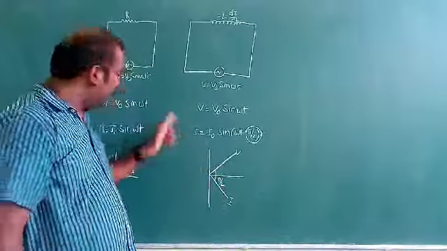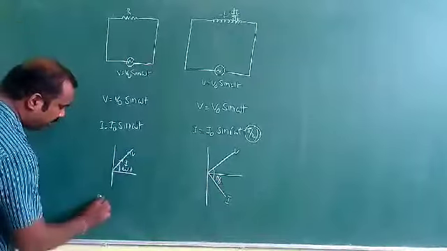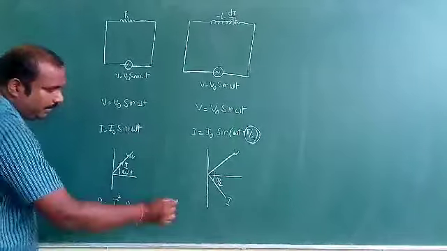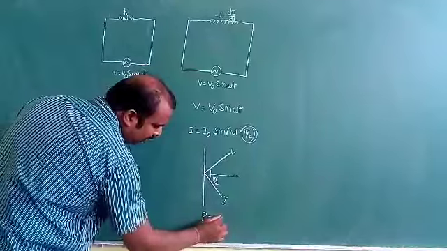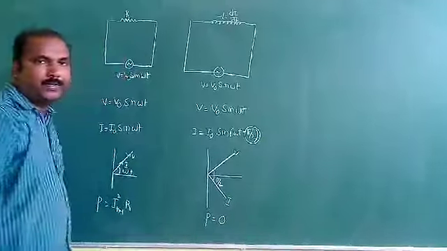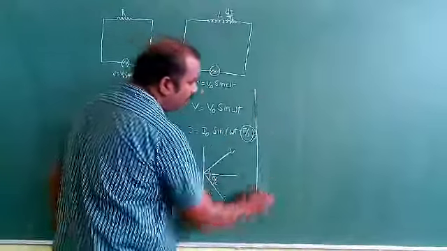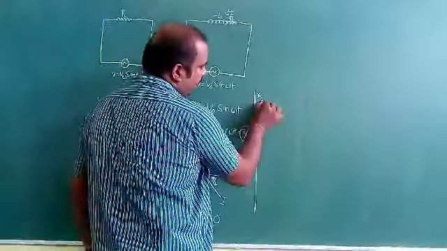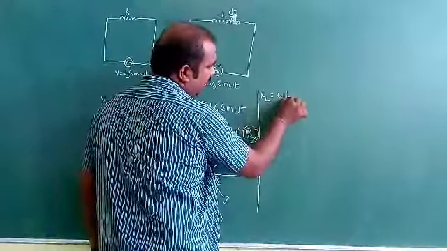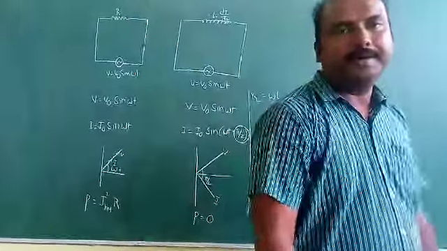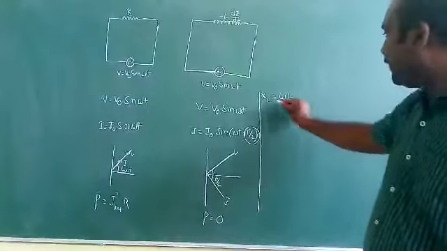But here the average power consumption is given by I RMS square into R. But here the average power consumption in the inductor is 0. Next, one more term we learn. The inductive reactance is given by XL is equal to omega L. The net opposition to the flow of AC current is nothing but inductive reactance, that is given by omega L.